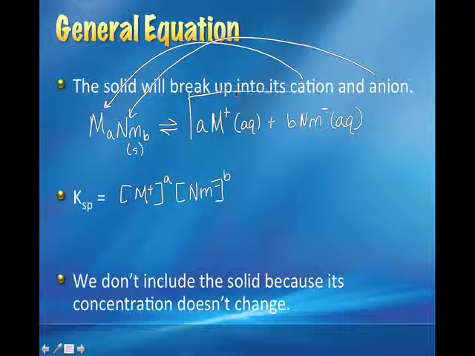That means it's only this product side where we have the ions that are going to be written into the Ksp expression. We don't include the solid because its concentration doesn't change. It's the same reason that we don't include a liquid when we're doing equilibriums with other K values.